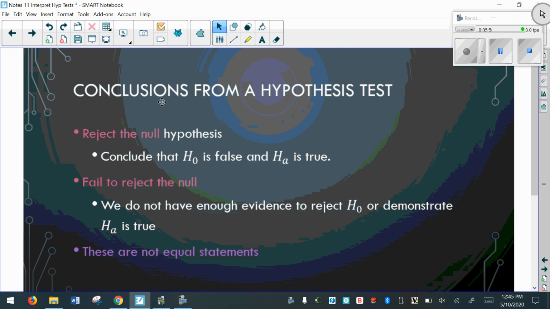So what are some conclusions? Rejecting the null hypothesis, we can conclude that the H sub O is false and the H sub A is true. If we fail to reject the null, we do not have enough evidence to reject the H sub O or demonstrate that the H sub A is true. And these are not equivalent. Rejecting and failing to reject are not equivalent statements.